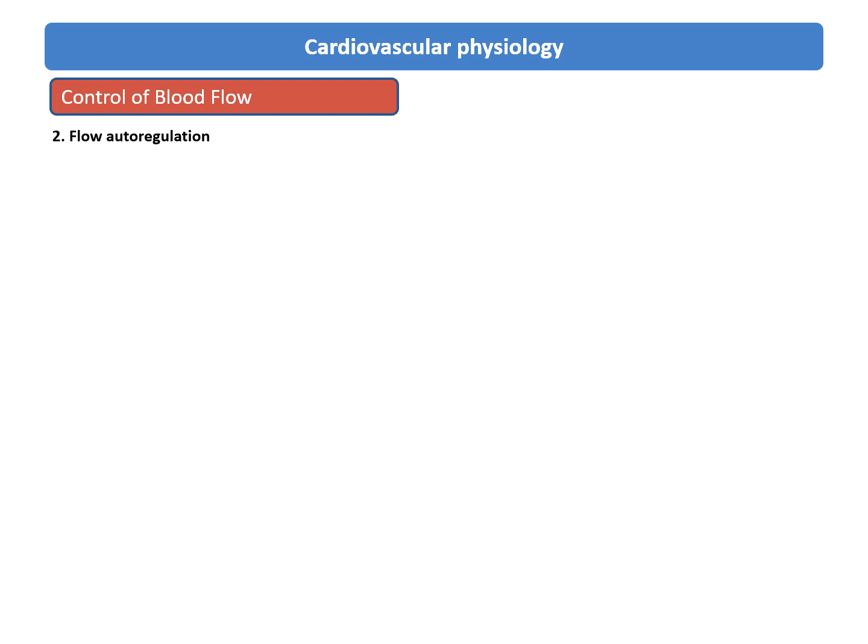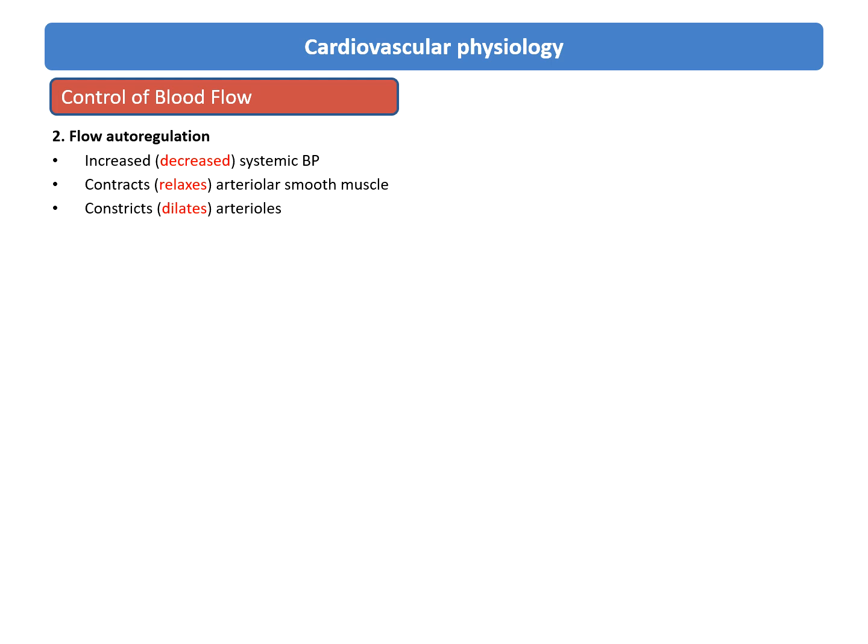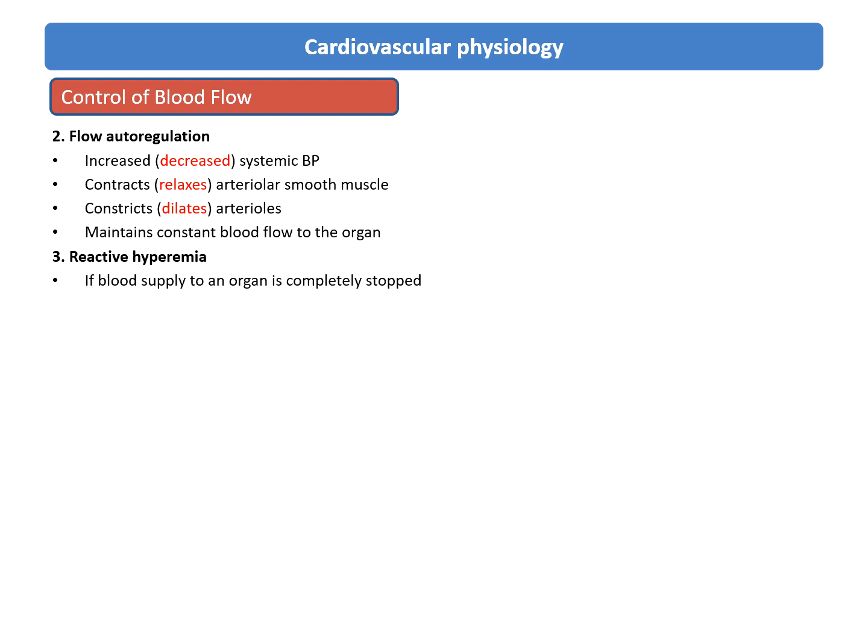About flow autoregulation. An increase in systemic blood pressure contracts arterial or smooth muscle, and it constricts the arterioles. That's a way of negative feedback to regulate the flow to a specific organ. So it maintains a constant blood flow to the organ. Reactive hyperemia, if the blood supply to an organ is completely stopped and the blockage is removed, there's a great increase in flow, higher than would be expected by just restoring the flow to normal.